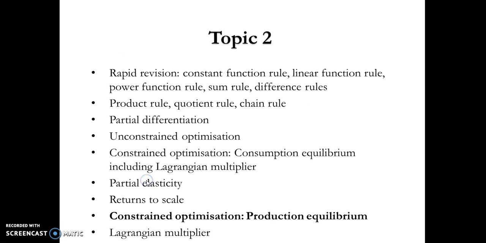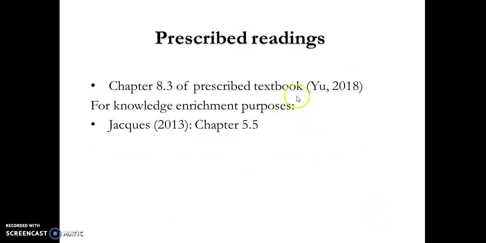Good day, ECO235 students. We are in week 7 and we are continuing with constraint optimization, and in particular, we are focusing on production equilibrium. Now, the prescribed text comes from your textbook and it is chapter 8.3. And for knowledge enrichment purposes, you could also consult the Jacques textbook, chapter 5.5.